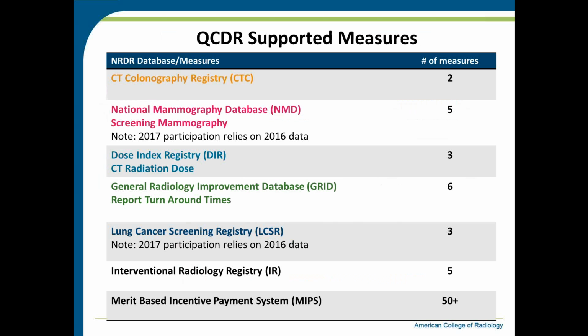You see here we've got a list of all of our registries and the number of measures that are available if you're using us for QCDR. We've got 2 for the CTC, 5 NMD measures, 3 DIR measures, 6 GRID measures, 3 LCSR measures, and 5 IR measures, along with roughly 50 MIPS measures. So again, you can submit a combination of MIPS and registry measures if you're using us as a QCDR.